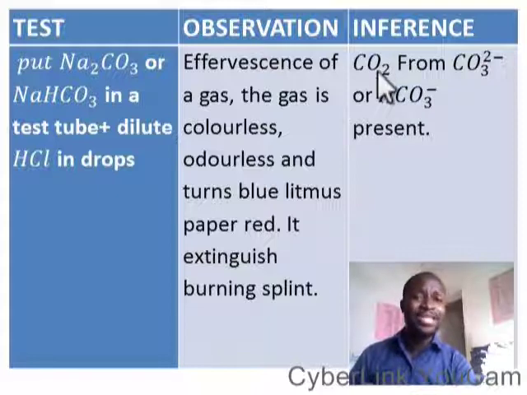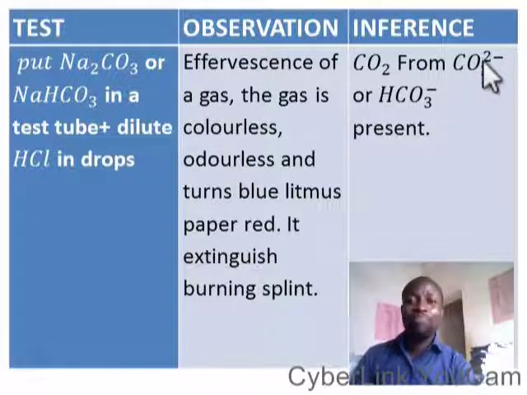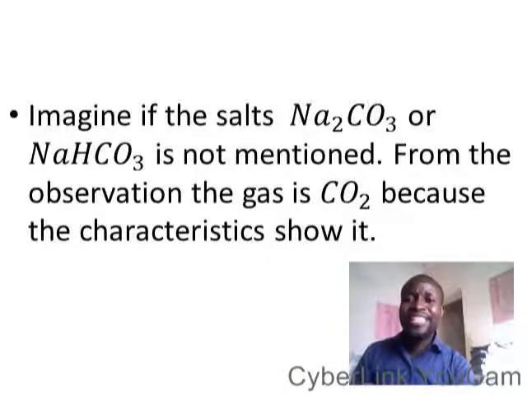But CO2 cannot just be present. That CO2 must be from a CO3 radical, and the radical could either be CO3 2 minus or HCO3 minus. Let's move on to the next slide. Now look at it. Imagine the salt Na2CO3 or NaHCO3 is not mentioned; from the observation, that is from the characteristics, the gas is CO2 because of the characteristics it shows. That is just all about the explanation.